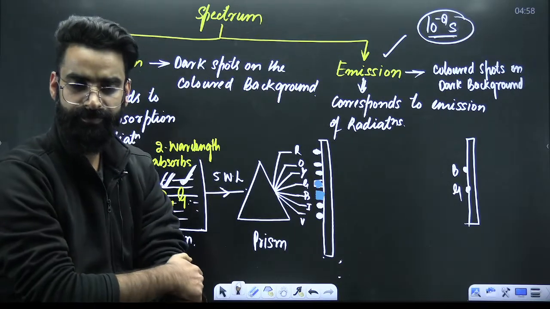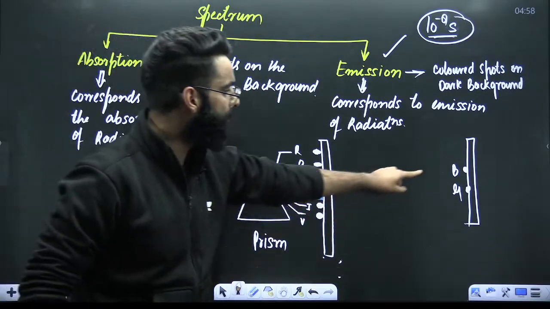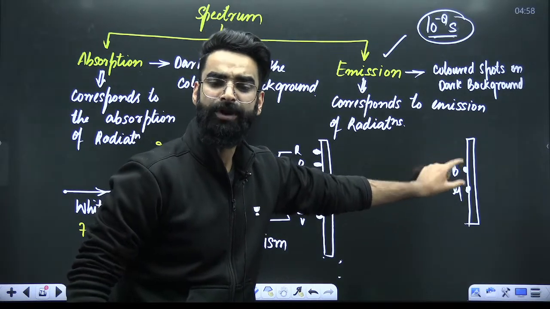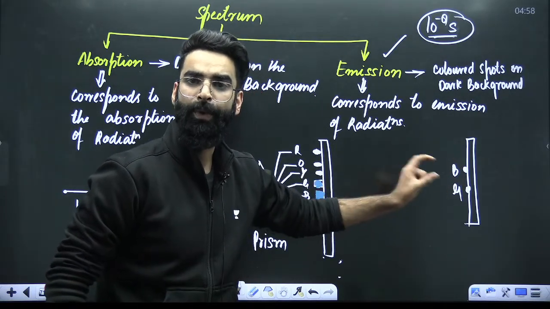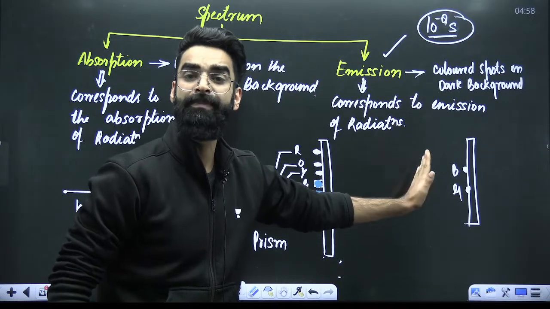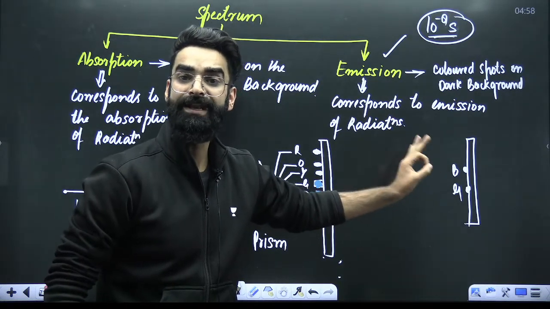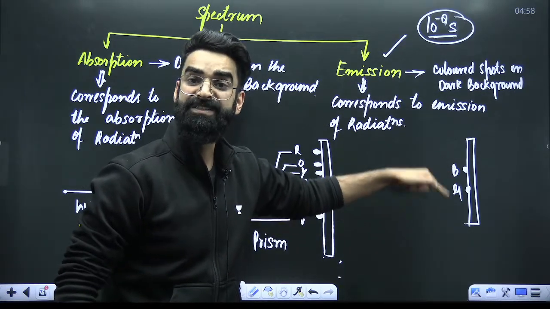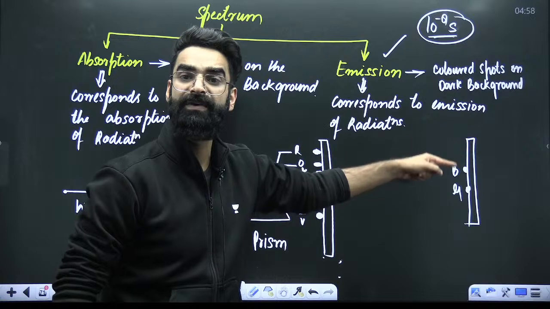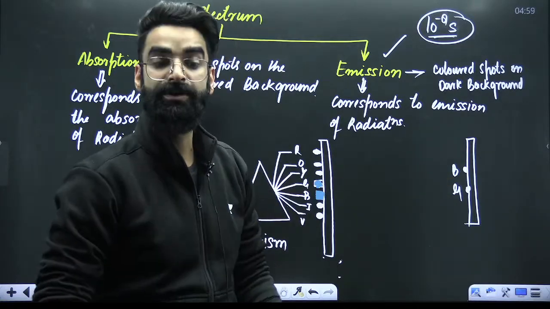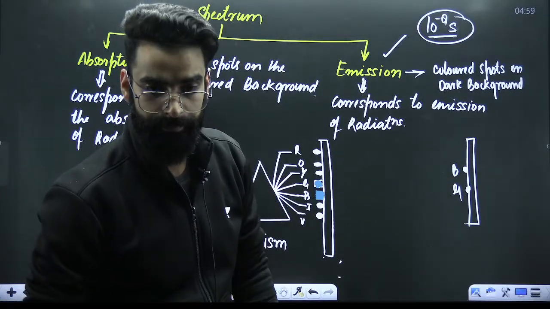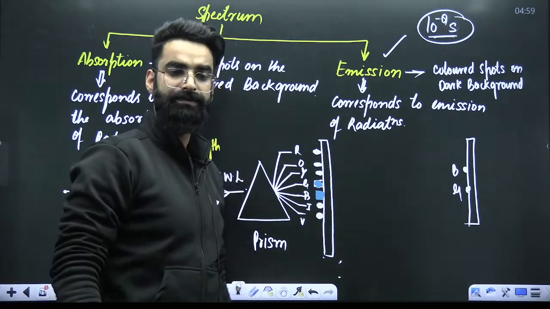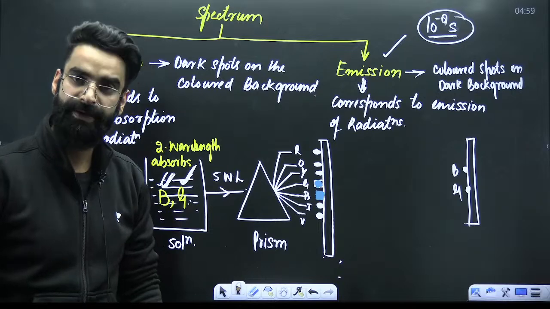Yes? Perfect. So what did we observe on the photographic plate? We observed colored spots on the dark background. Whenever you see such an image on the photographic plate, wherein you have colored spots on the dark background, this particular spectrum, this particular collection of radiations of different wavelengths, corresponds to emission spectrum. Right? Perfect.